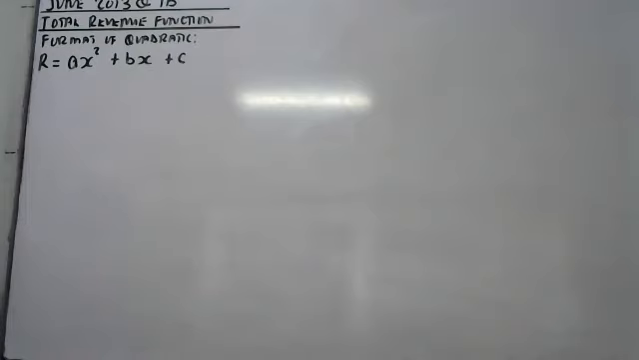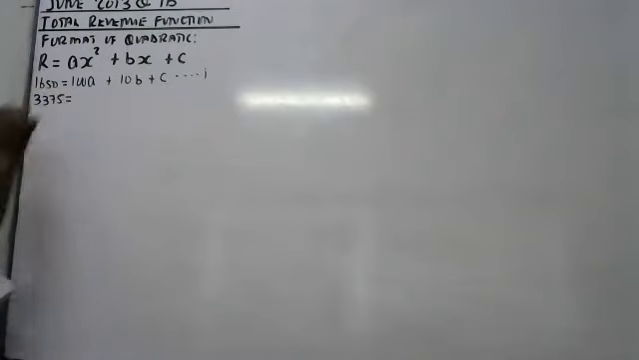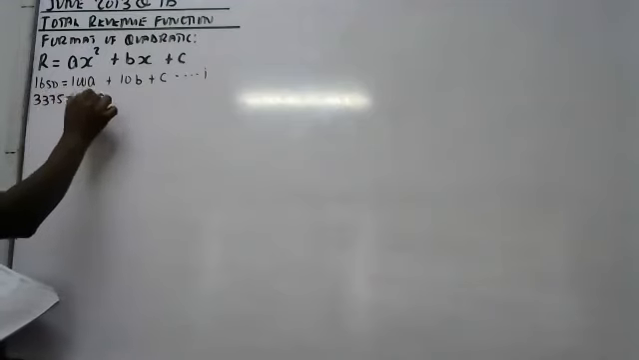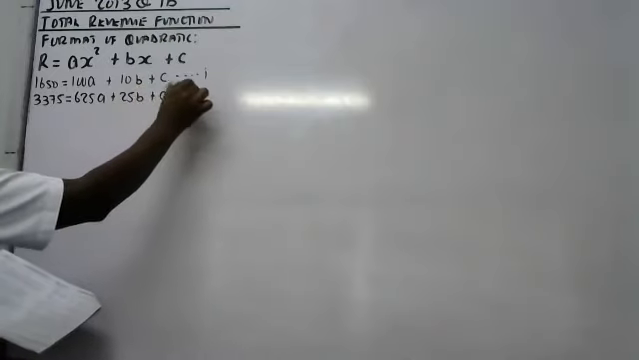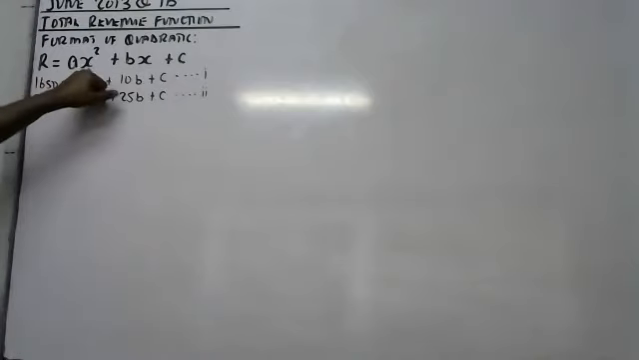So we take the first value, that is 1650. 1650 is equal to 10. 10 is our X. So 10 squared is 100. So 100A plus 10B plus C. And this one is called equation one. Then we substitute in the next one, that 375 is equal to 25 squared, which is 625. So 625A plus 25B plus C. Because we can see 10 is our X. So you square as per this format.